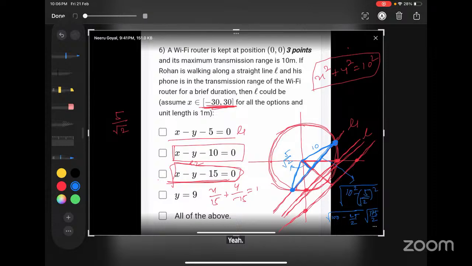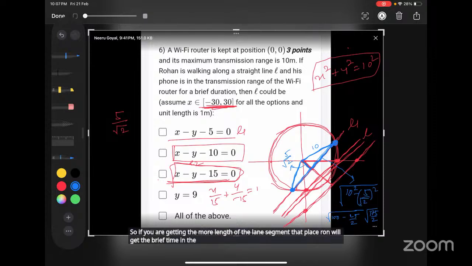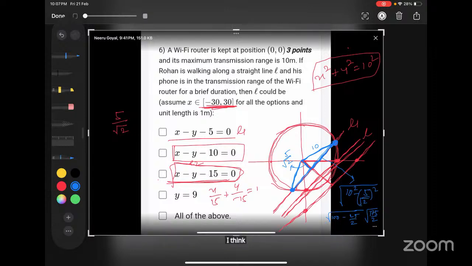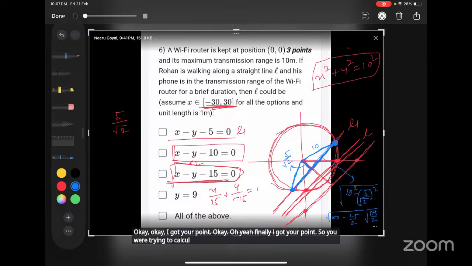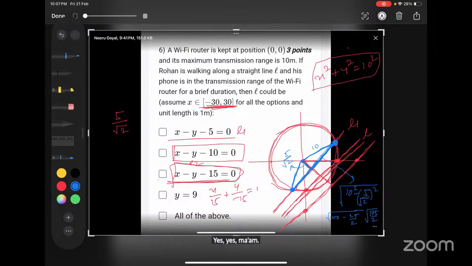So if you are getting the more length of the line segment, that means Rohan will get the brief time in the range. I am right. I think I might be wrong, ma'am. Okay, I got your point. Finally I got your point. So you were trying to calculate this length, right? Yes, ma'am. But that is not required.